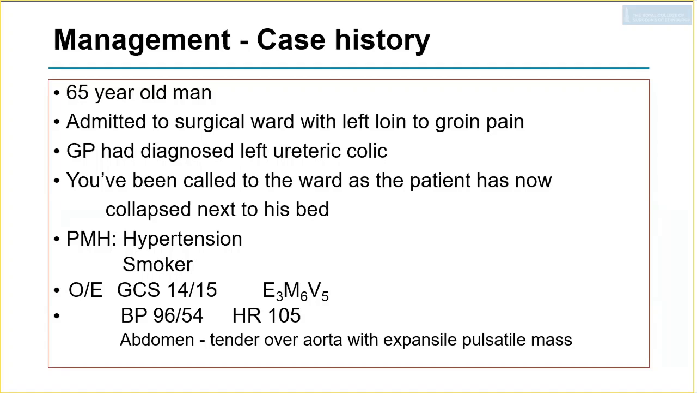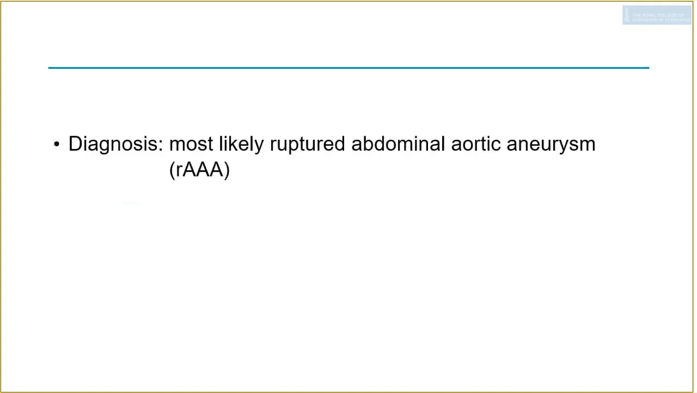This is your first week on call as a surgical F1. You've been called to the ward as the patient has now collapsed next to his bed. We know he has past medical history of hypertension, he's a smoker. On examination, GCS of 14, blood pressure of 96/54, heart rate of 105. So he's showing signs of shock, abdomen soft, but tender overlying a pulsatile mass. So, yeah, no prizes for guessing this. This is most likely a ruptured AAA.